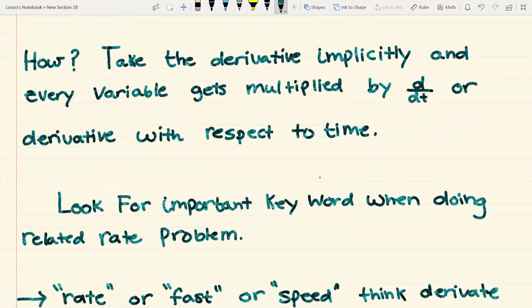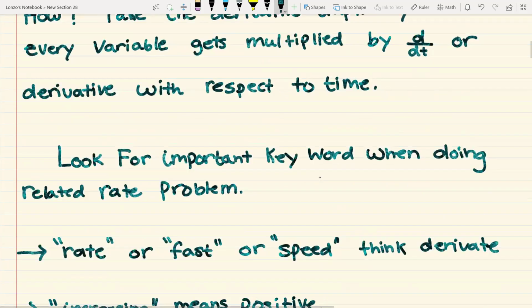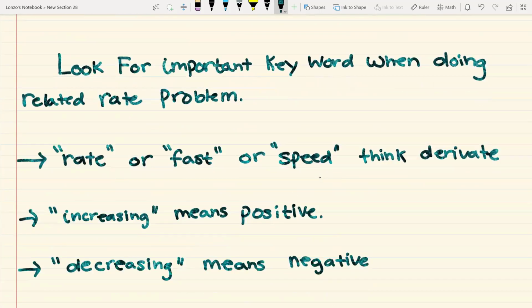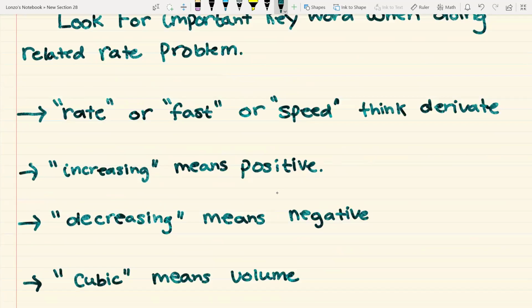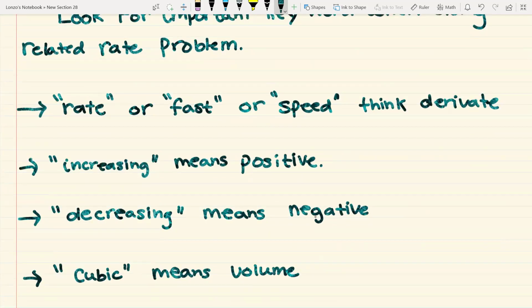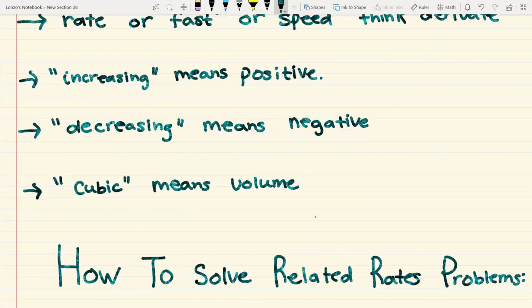Here are some very important keywords when doing related rate word problems. Rate or fast or speed, think derivative. Whenever you hear the word rate or speed or fast, it's the first derivative, right? And a derivative is always a constant. Increasing means positive, decreasing means negative, cubic means volume.